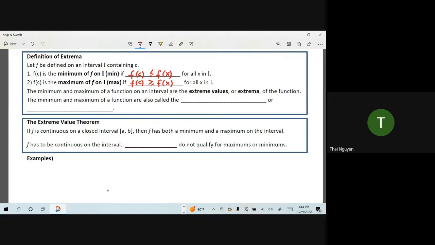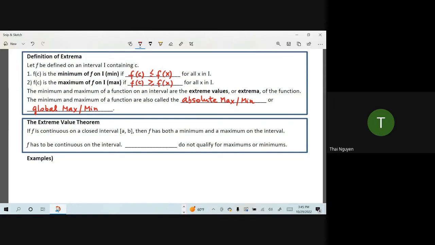All right, the minimum and maximum of a function on an interval are called extreme values, or extrema for short, of the function. The minimum and maximum are also called absolute max or min. We also call them global max or min. We're going to use absolute max and min since the AP Calculus College Board uses it. It's rarely used as global max and min. So we stick with absolute max and absolute min.